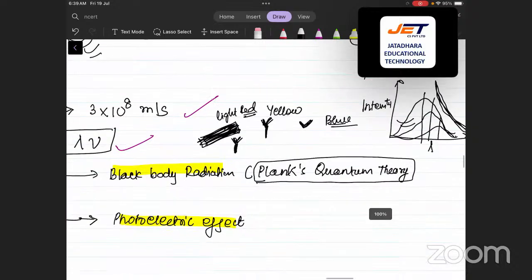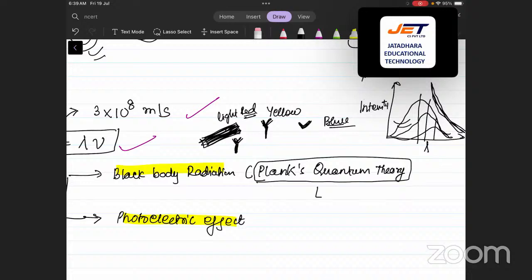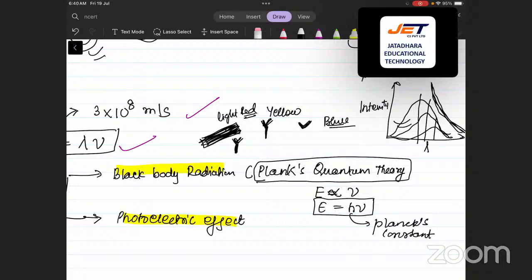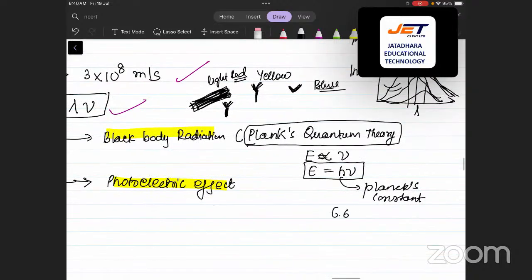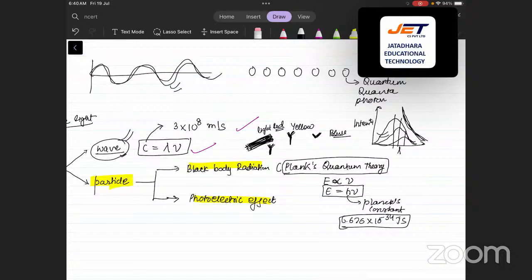And how did he give the energy of these quanta? He gave that the energy of one quantum is proportional to frequency. Then he gave the formula E equals h nu, where h is the Planck's constant. What is the value of the Planck's constant? 6.626 times 10 raised to the power minus 34 joule second. So this is the next formula that we have got when learning about the particle nature of electromagnetic radiation. Planck gave us the formula which we will be using throughout the chapter.